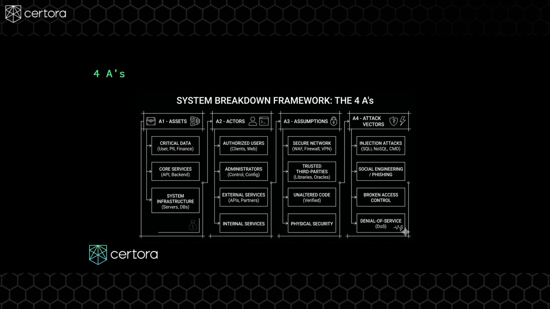We can write it before we develop. We can write it as we develop. We can update this. It's fine to update it during audits, but this should be a database of truth. So A1 would be assets. What do we as a company care about the most?